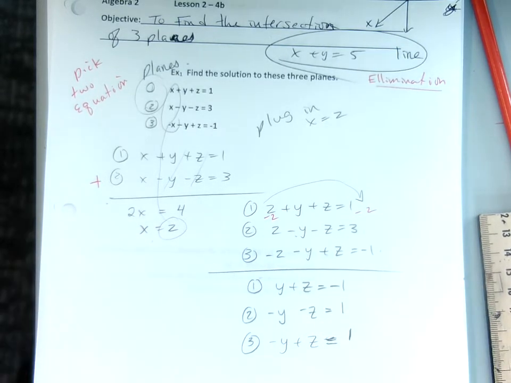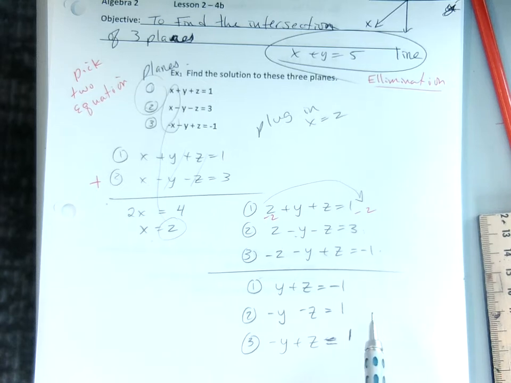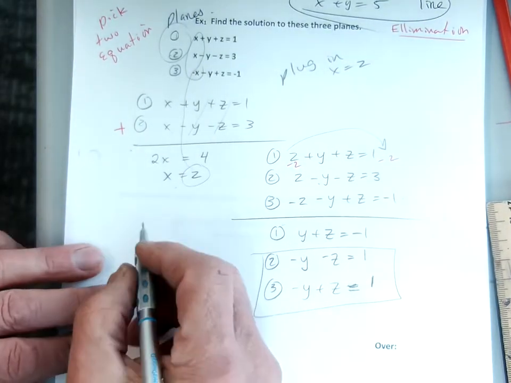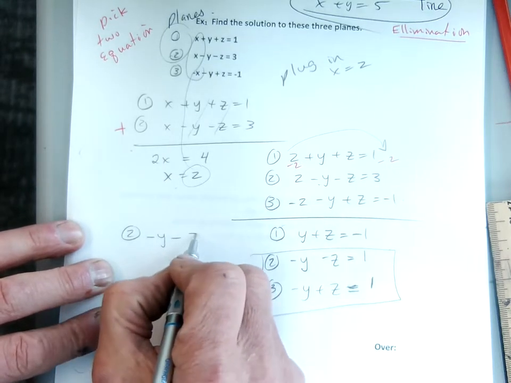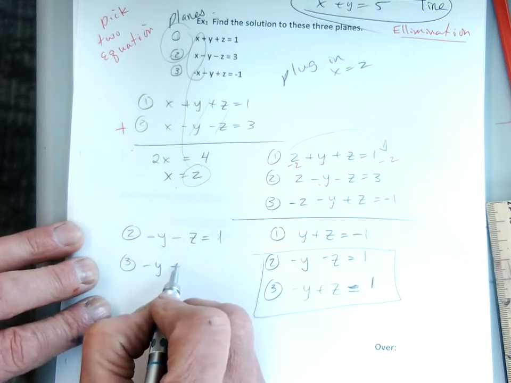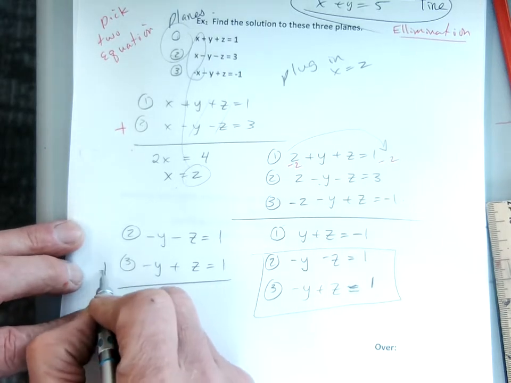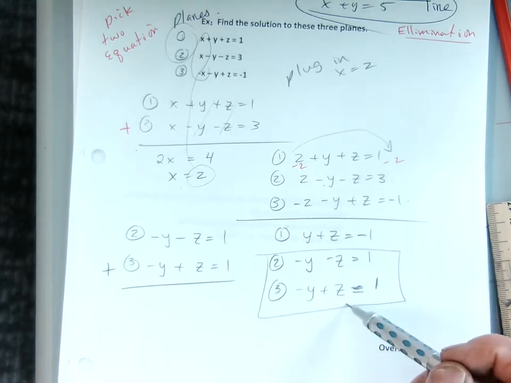How am I doing? So now, I'm going to pick 2 and 3. If I pick equation 2 and equation 3, hopefully you'll see why. I can add these two. I picked 2 and 3 for a reason, because then the z's will cancel, right?